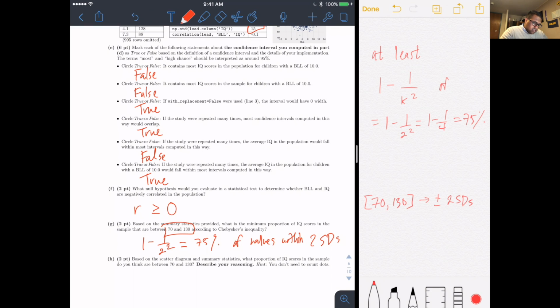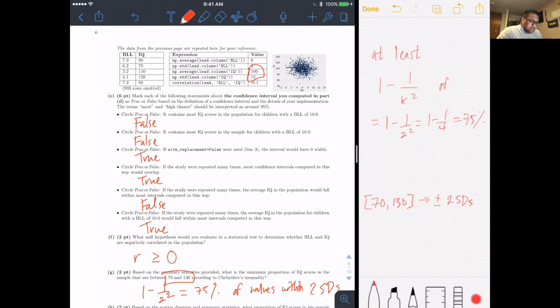The last part asks us, just based off of the scatter diagram and the summary statistics, what proportion of values do you think are actually within this interval, 70 and 130? So not just ignoring Chebyshev's inequality, which is true for things that are not just normal. We want to look at what else we can conclude with this interval. If we look here, from left to right and top to bottom, all the values are concentrated in the center, with fewer and fewer values out to the edges.